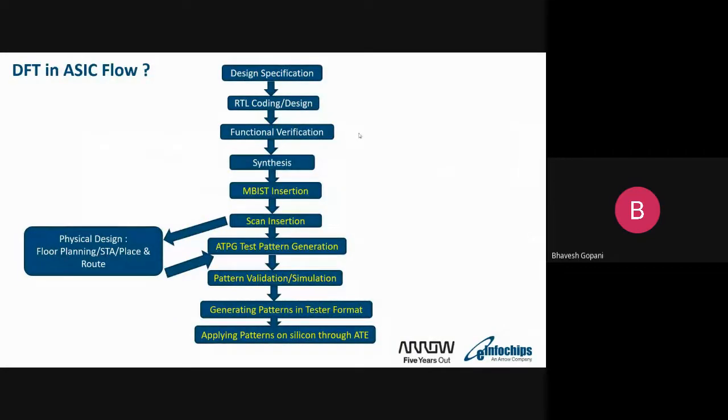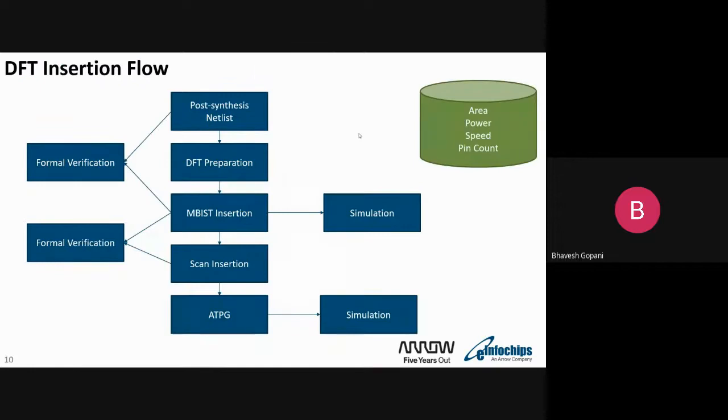Okay, I think here there is no need to cover this one because I have covered most of the things. Where does DFT come in? Now, DFT insertion flow, because in ASIC we have a different flow at each stage. RTL has its own flow, synthesis has its own flow, DFT has its own flow. So certain steps need to be performed.